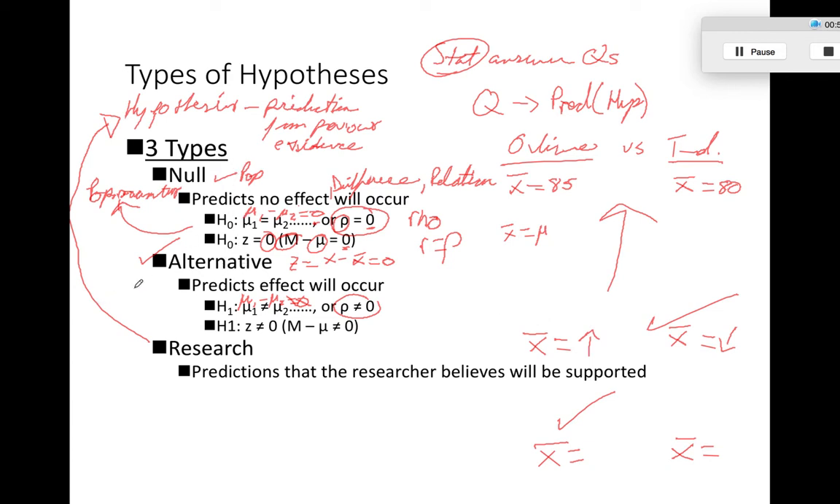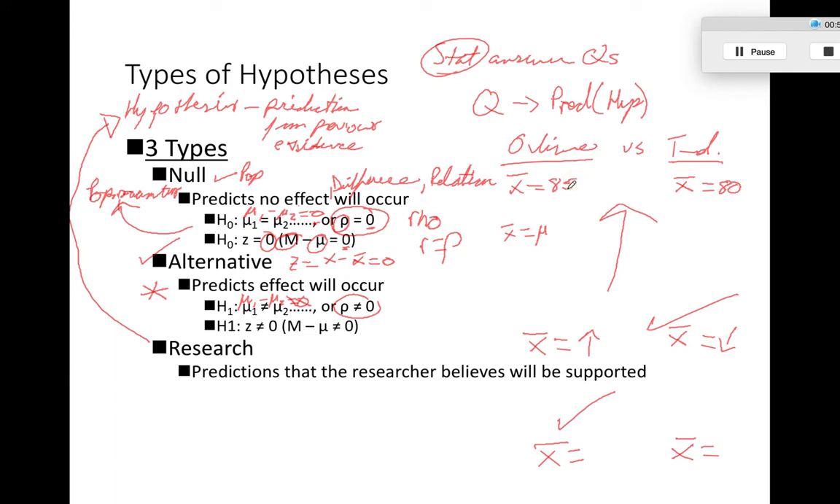The answer is, I'm saying that the alternative is going to be supported in this particular instance. In other words, I'm saying that the groups should differ. In other words, the difference between mu1 and mu2 should not be equal to 0. What's the value going to be equal to? I don't know, but it's just not going to be equal to 0. That's what I'm predicting.